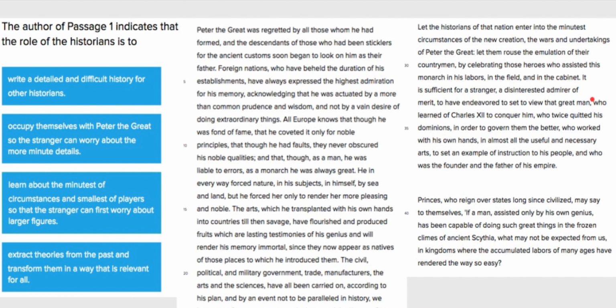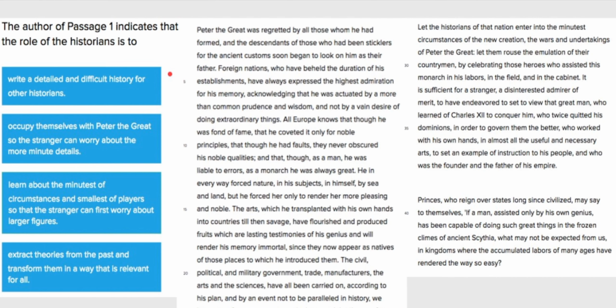It is sufficient for a stranger, a disinterested admirer of merit, so someone who's interested in learning about good things, to have endeavored to set to view that great man, who learned of Charles the 12th to conquer him, who twice quitted his dominions in order to govern them the better, who worked with his own hands in almost all the useful and necessary arts, to set an example of instruction to his people, and who was the founder and the father of his empire. So I think we're primarily going to be concerned with the first part of this paragraph here. So let's see if we can find what we need over here.